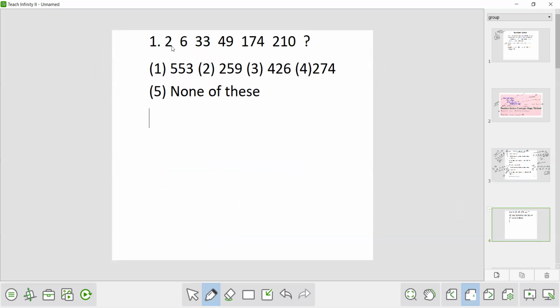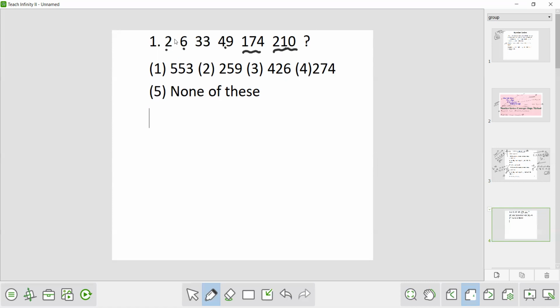The first question. The series is 2, 6, 33, 49, 174, 210. As we look at the question, our first priority should be to recognize the slope. We look at the largest number, 210, and just before that it's 174. Is 210 two times of 174, three times of 174, or 1.5 times of 174? No, it is not like that. So we came to the conclusion that something must be getting added or subtracted.